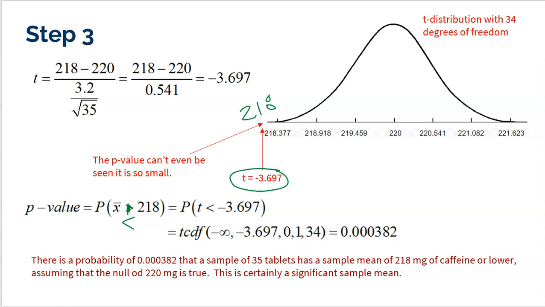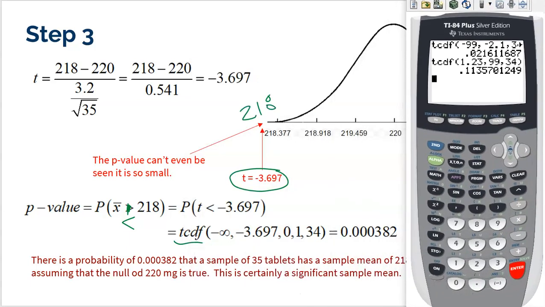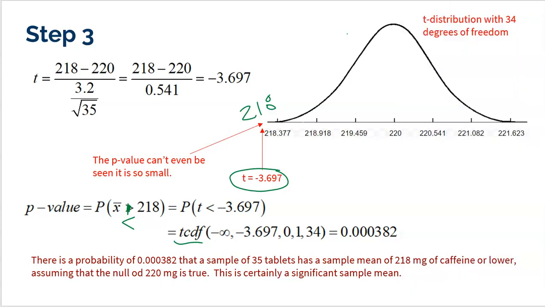And to get that p-value, I'm going to use t-CDF on the calculator. I'll actually just show you me doing it. It's really simple. Just go to 2nd, VARS, t-CDF. I want to look below, so I'm going to start off with negative 99, and I'm going to go up to that t-score of negative 3.697. And don't forget your degrees of freedom. We had 35 in our sample, so that's 34 degrees of freedom. And that's how I got the 0.000382.